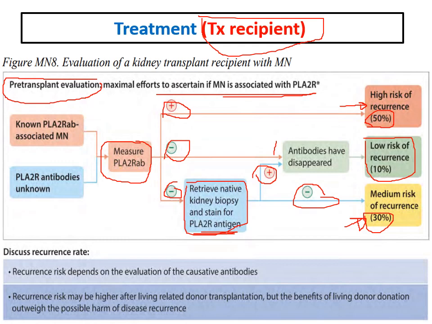If he is positive now, highest risk. If he was positive in the biopsy and then became negative in serum, lowest risk. If he was negative in biopsy and negative in serum, he is at medium risk of recurrence after transplantation. We should discuss this recurrence rate with the patient.